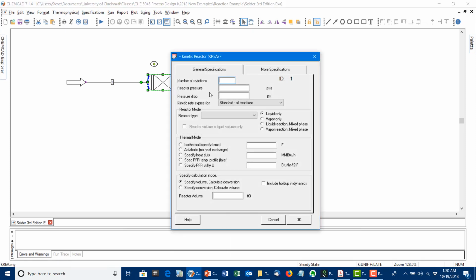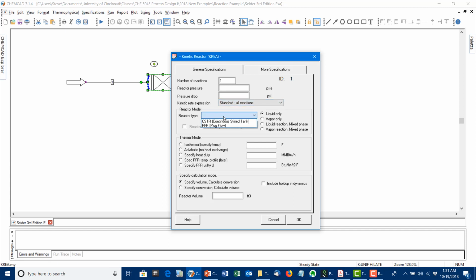Okay, and in the reactor, I need to set up one equation. I'm going to let it inherit the pressure from the feed stream. I'm not going to worry about pressure drop. I'm going to use the standard kinetic rate expression. My alternative would be to define each reaction separately, or I could write Excel Visual Basic to do all the reaction kinetics.